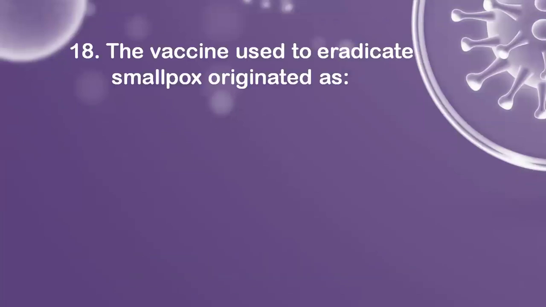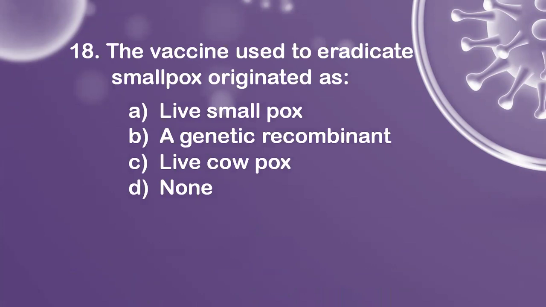Next question. The vaccine which is used to eradicate smallpox originated as option A, live smallpox, option B, a genetic recombinant, option C, live cowpox, option D, none. Here, the right answer is option C, live cowpox.